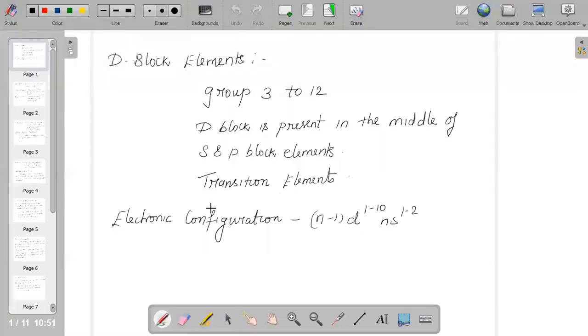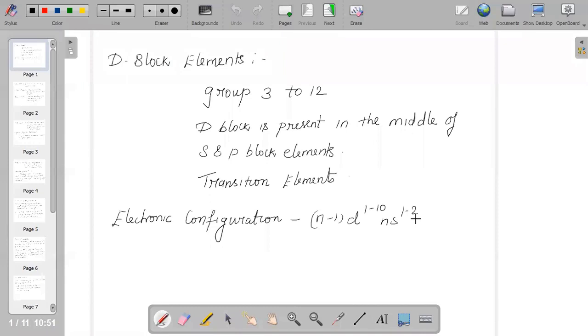And when we talk about the electronic configuration, the general electronic configuration of D block elements is (n-1)d1 to 10, ns1 to 2. So this is the general electronic configuration of D block elements.